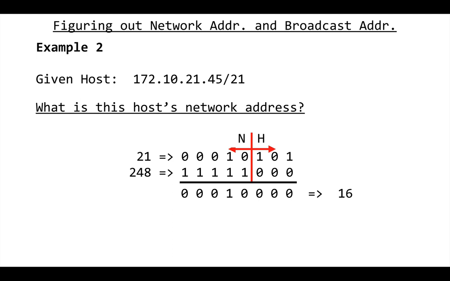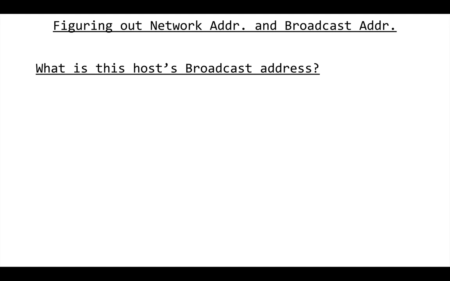So anything ANDed with 1 is itself. So that portion of the 21, the first 5 bits, just come down as is, and anything ANDed with 0 is going to be 0. So we end up with 0, 0, 0, 1, 0, 0, 0, 0. Converting that back to decimal is 16, which means our network address is 172.10.16.0. Now then, the next question is, what is the broadcast address?